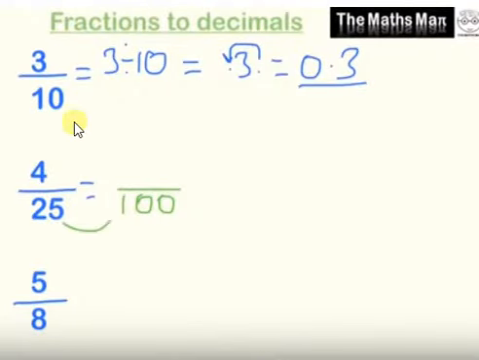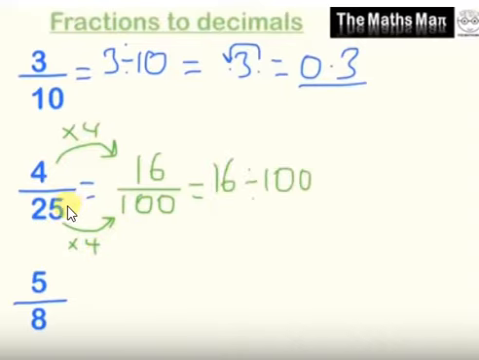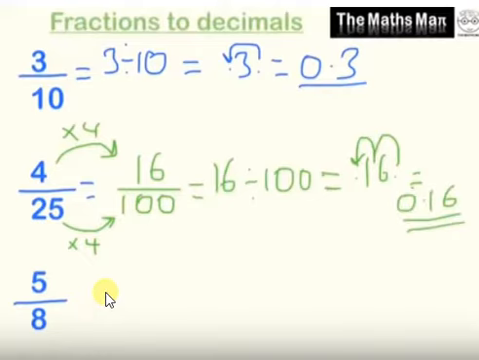Fractions to decimals. Here, for example, this one is 3 divided by 10. The decimal will be moved one step backward, you get 0.3. And this one, you change to a denominator of 100, and then you get 0.16. In this case, you cannot change it easily to a denominator of 100, so you simply divide the way it is.